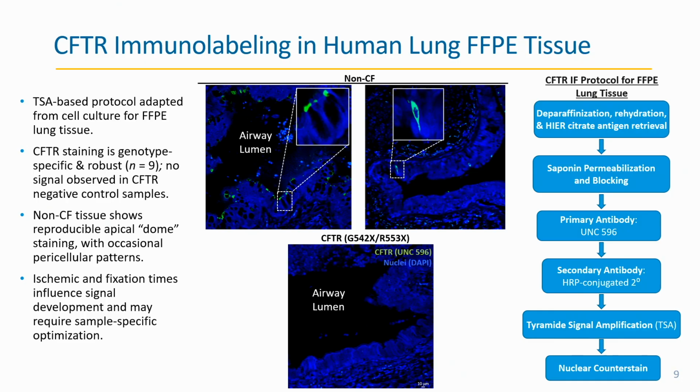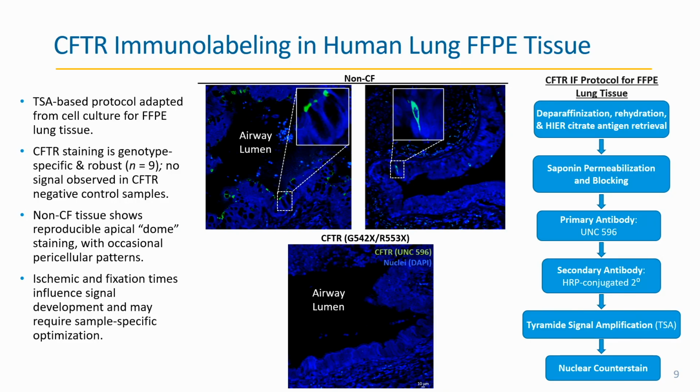In the non-CF control, we found two distinct patterns of CFTR expression. The most frequently observed pattern was the one in the top left. That's our apical expression pattern. That's what we most frequently saw. But we also saw this rare pattern seen in the top right, which we'll call pericellular.